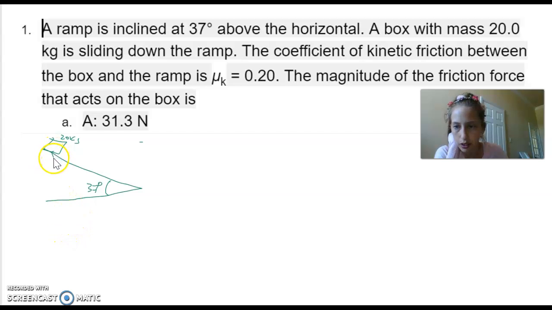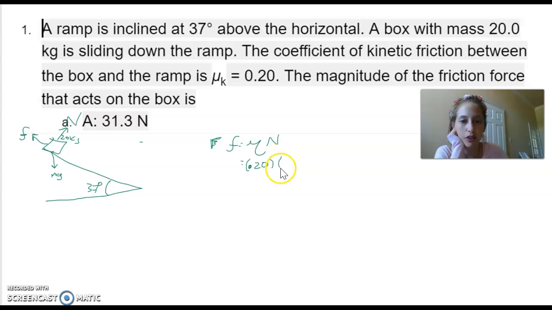So we've got mg straight down. We've got friction going backwards. And we have normal coming out the top. Okay, so we want to know what is the friction force. Well, friction equals mu times the normal force. They gave us the mu, which is 0.2. So we need to figure out the normal force.